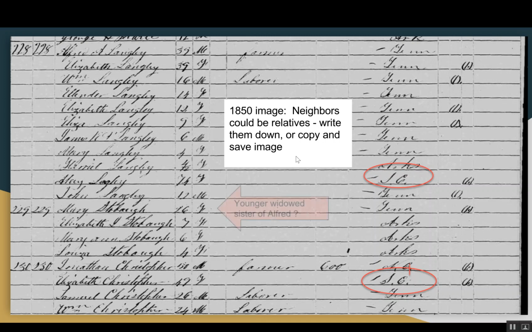Another thing is there's this younger woman here, a Mary Stobaugh, and she's born in Tennessee. She's 26 years old, but could she be a widowed sister of Alfred? She has children in Arkansas, born in Arkansas, and maybe the family moved to try to help her because maybe her husband had died. So anyway, there's just clues, and I mean, it may not be right, but just things to think about and things to write down as possibilities because they may connect as you go forward.